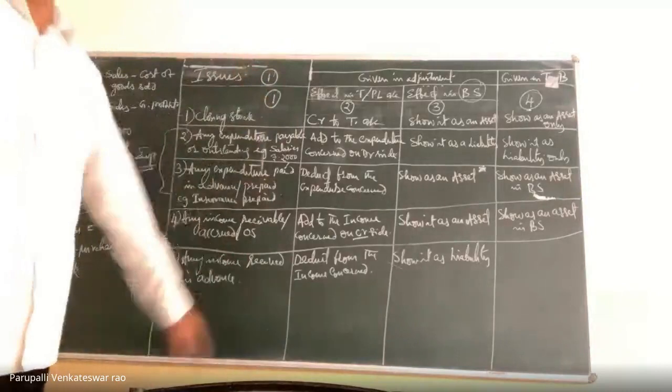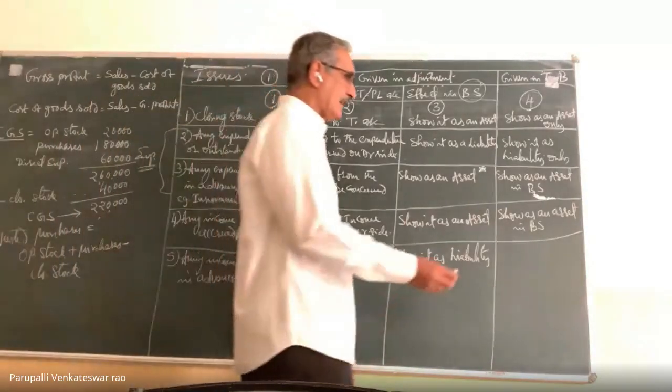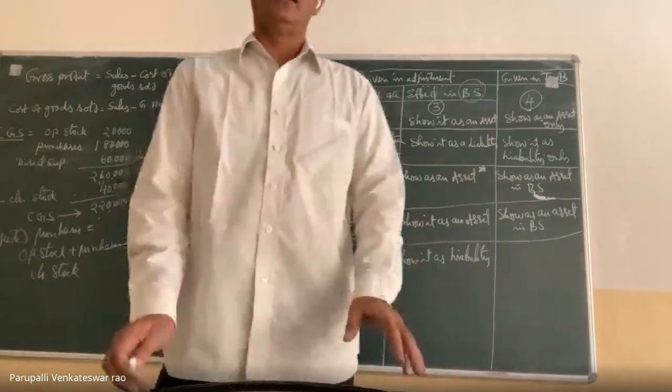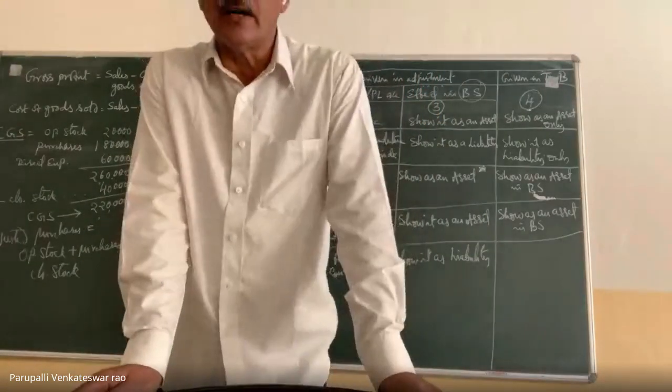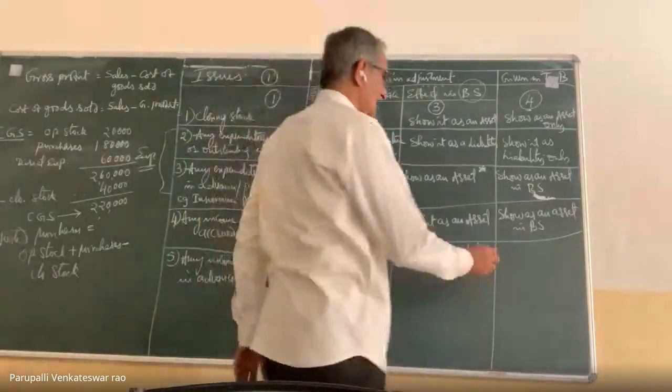For all this, I will give the journal entries later. After this table is over, I will give the journal entries for them also. Suppose the same commission received in advance appears in the trial balance. Suppose it is given. Liability side of balance sheet. That's it. Show as a liability.